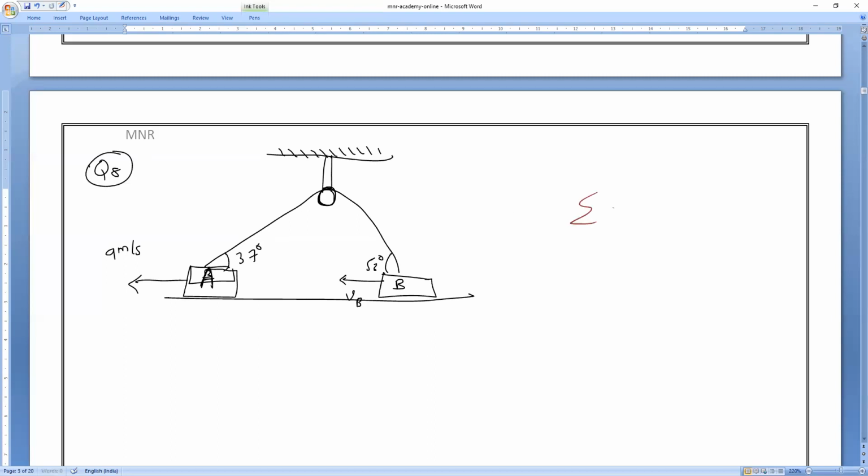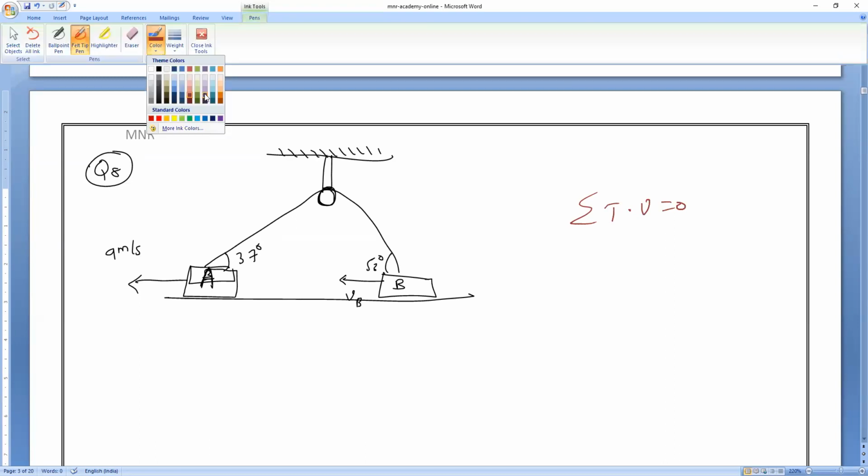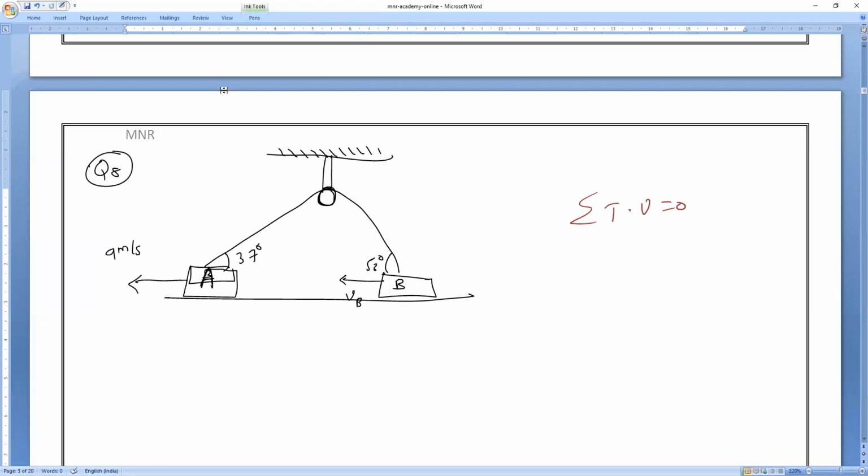So what is the formula we have to use? Shortcut. Summation of T dot V is equal to what? Summation of T dot V is equal to 0. So solve fast, brothers. Try, everybody try. Whatever you can make, you make it. Right or wrong is secondary. Just find the velocity of B, that's all. Either you take positive or negative.